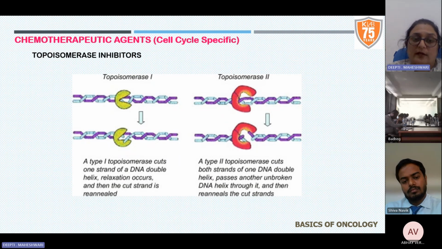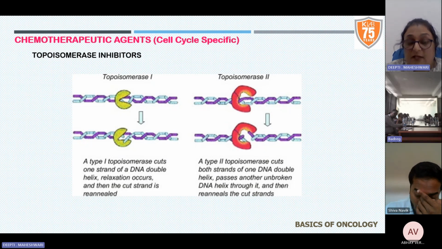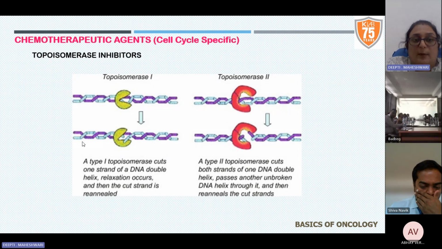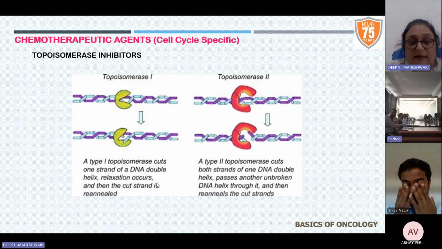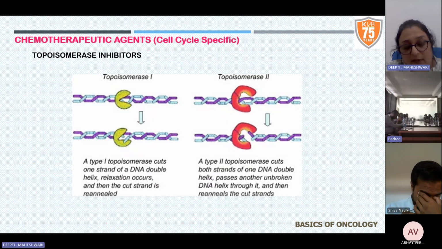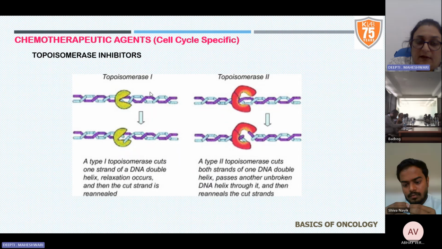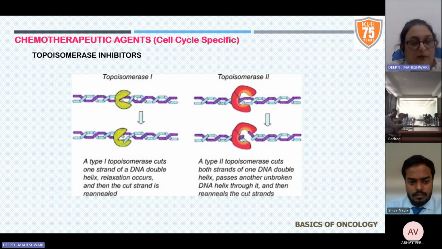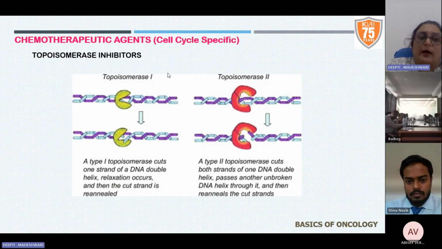Okay, so topoisomerase 1 enzyme is a type of enzyme which cuts one strand of a DNA, which is double helix, and relaxes it so that they can uncoil, and then it will again join. It will re-anneal, that means it will help in the reformation of the double strand DNA molecule. So first it will give one cut to the DNA strand, so it will uncoil itself. Later on, it will join the DNA strand so that the double helix can be formed. So this is the role of topoisomerase 1 enzyme.